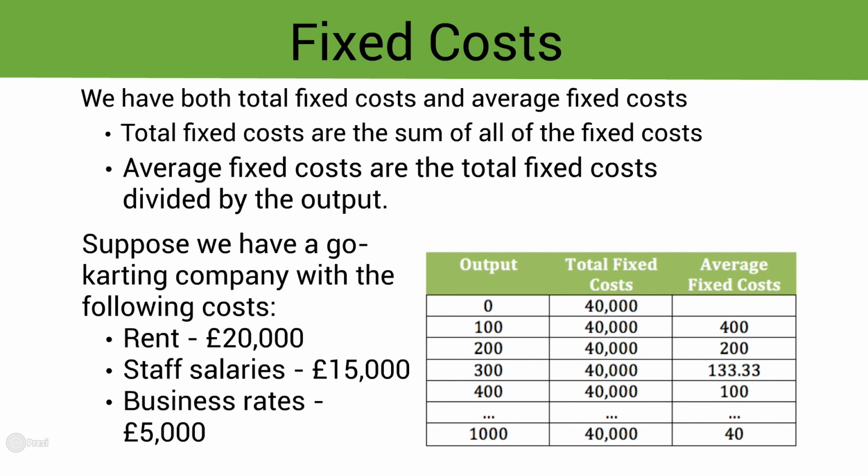Here we have a table that has output rising from 0 to 1,000. The total fixed costs are independent of output. Hence why total fixed costs are always £40,000 whether the firm produces 0 units or 1,000 units. Average fixed costs fall as the firm produces more go-karts, but the total fixed costs remain the same, it's just that these fixed costs are spread over more units. So we can see that when 100 go-karts are produced, the average fixed cost is £400. But when 1,000 go-karts are produced, the average fixed cost falls to £40. This is because the fixed costs are spread over more units.